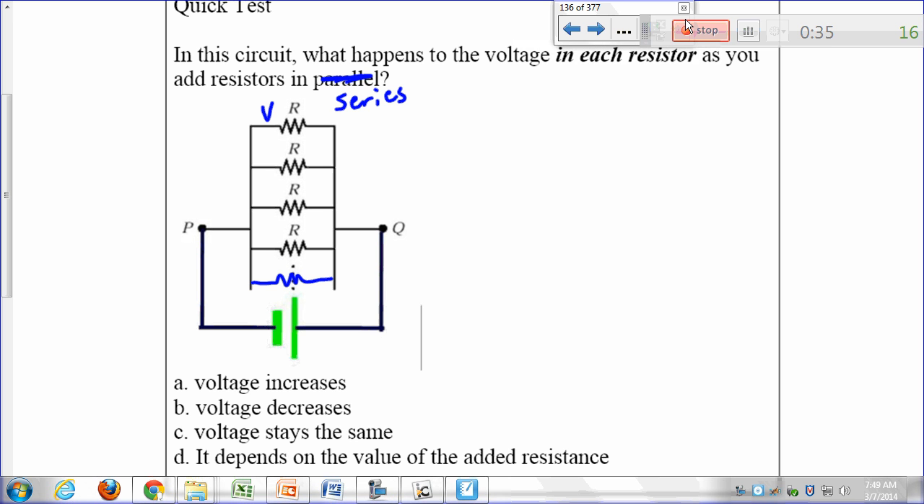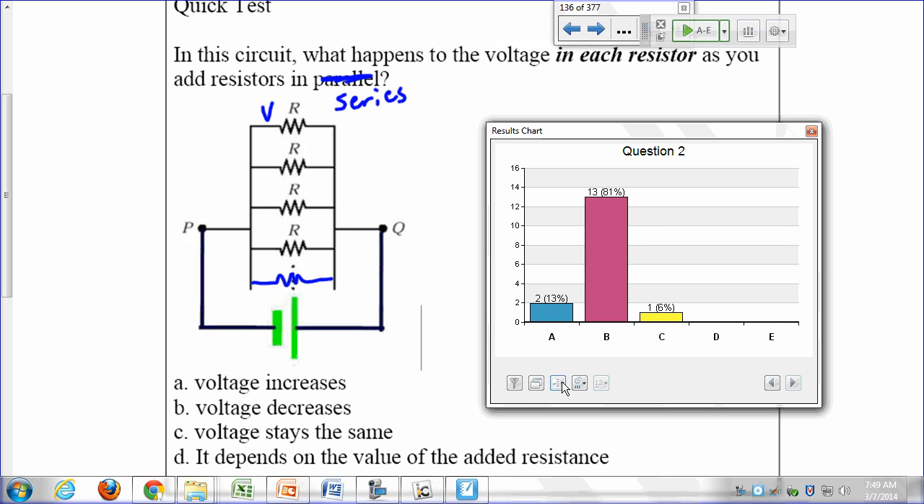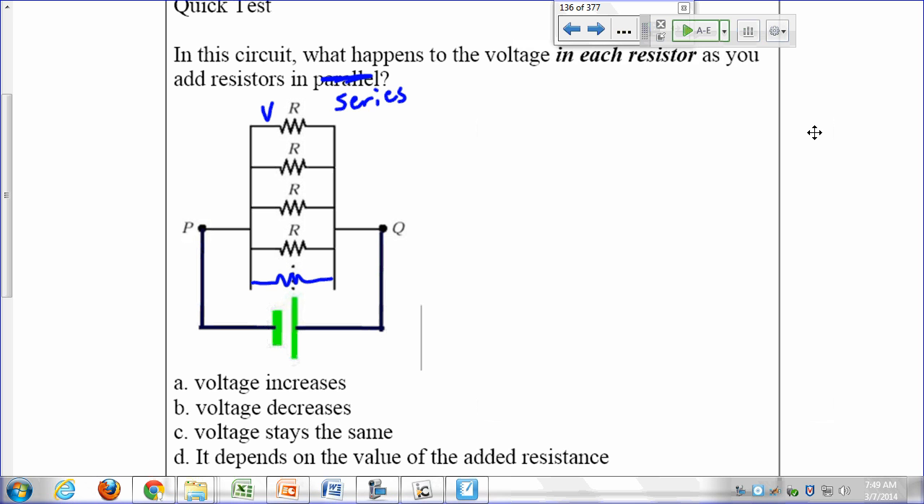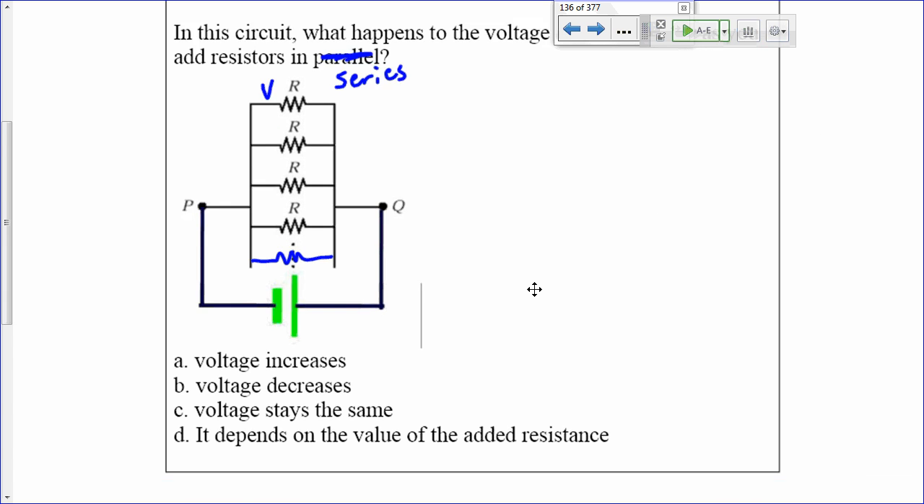All right, I'll stop at 40. All right, very good. The voltage would decrease. As you add them, the equivalent resistance would increase. That would cause the current to decrease through the circuit, which would cause the voltage across each resistor to decrease as well. And so if your house was that way, that would be difficult to deal with.